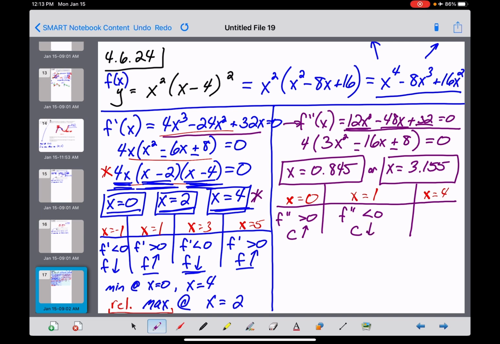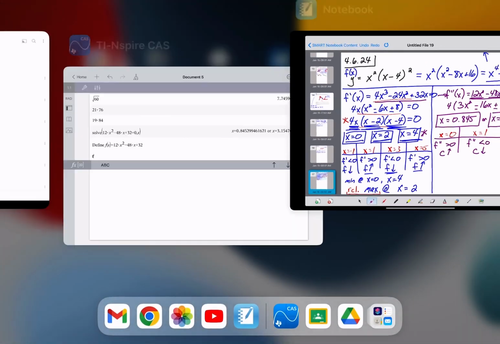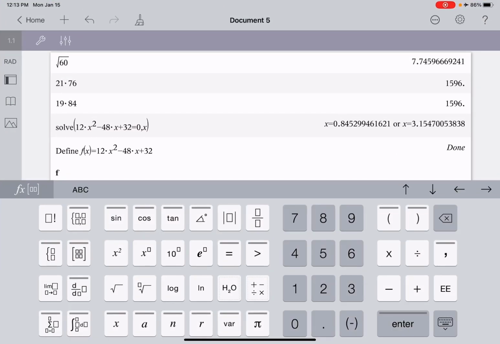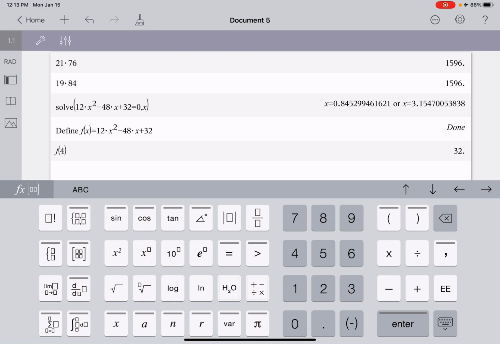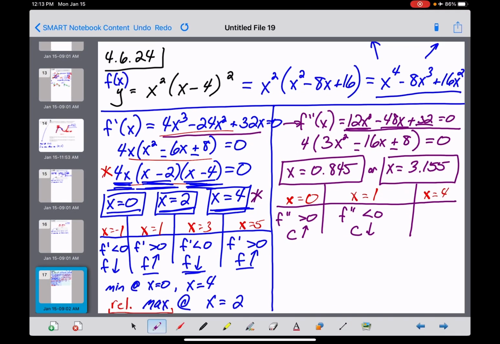On that interval here. And I have a feeling when we plug in 4, we're going to get something positive. But let's just see, since I did all that work there. Yeah, f of 4 ends up being positive. So f double prime is greater than 0, and we are concave up. So it looks like the second derivative changed sign at both of those x values. So we have a point of inflection at x equals 0.845 or at x equals 3.155. 2 points of inflection for that one.